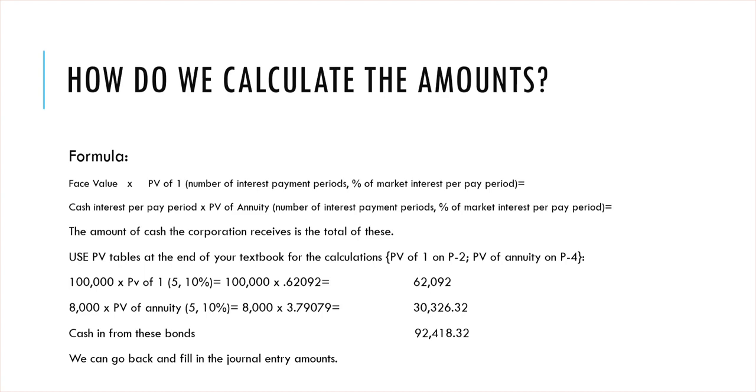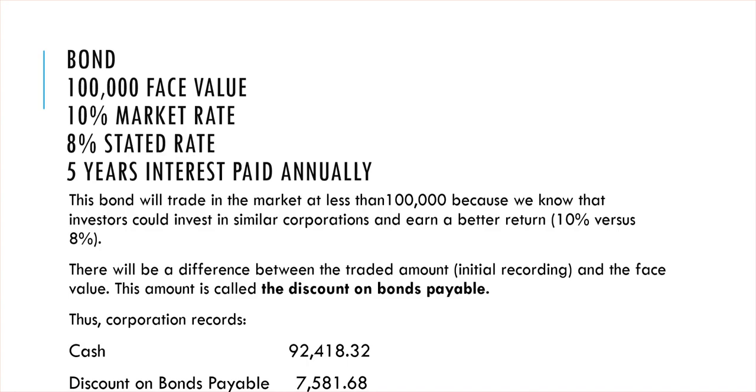$92,418.32. Now, how much does the corporation have to pay back? Right, the corporation has to pay back $100,000. So you do a journal entry, and if you recorded cash debit for $92,418.32 and note or bond credited for $100,000, which is what has to be paid back, your journal entry is not in balance, is it? Your debits and credits are not equal. So what we have to do is create either a discount or a premium.